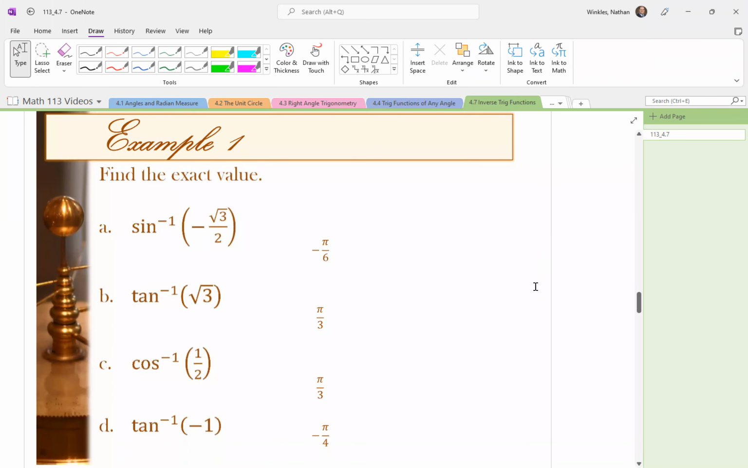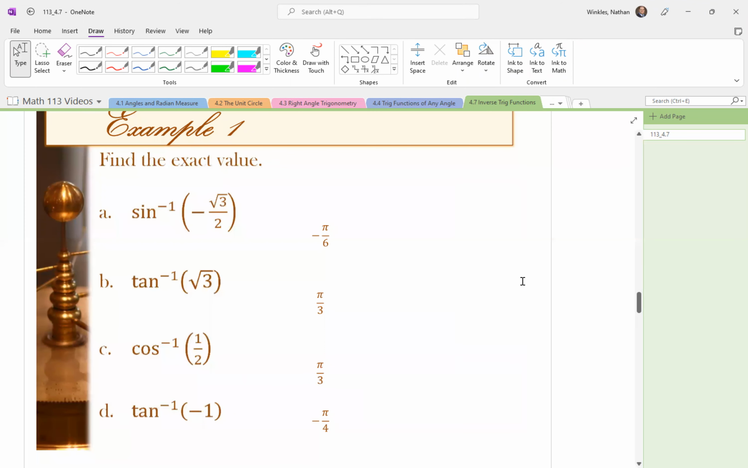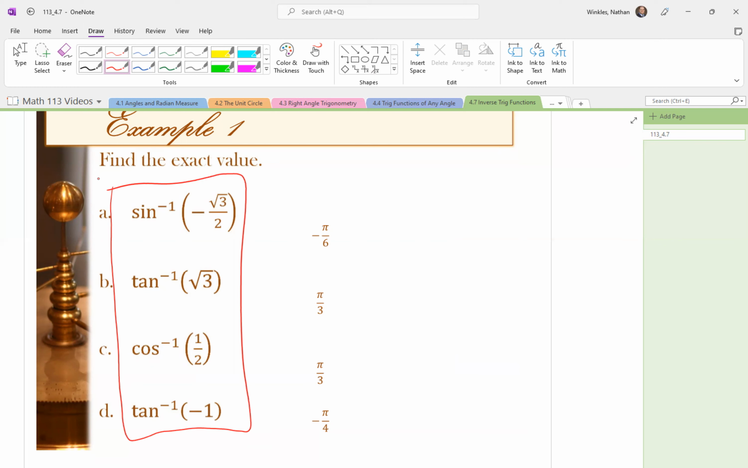So we've got some values to look at here. We want to be able to figure out all four of these given what we already know. The easiest way to do that is, hopefully we've memorized our unit circle by now. One way to look at these, I call my cheating simplified method.